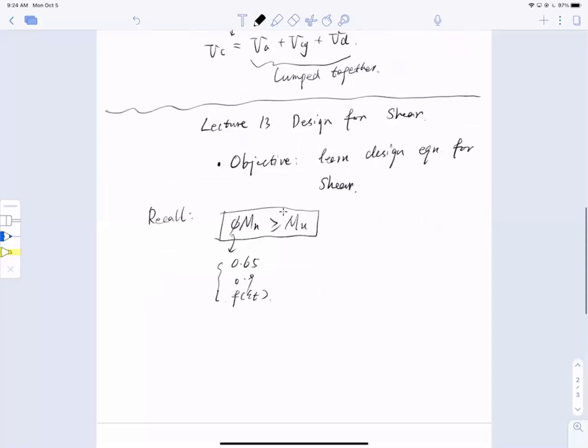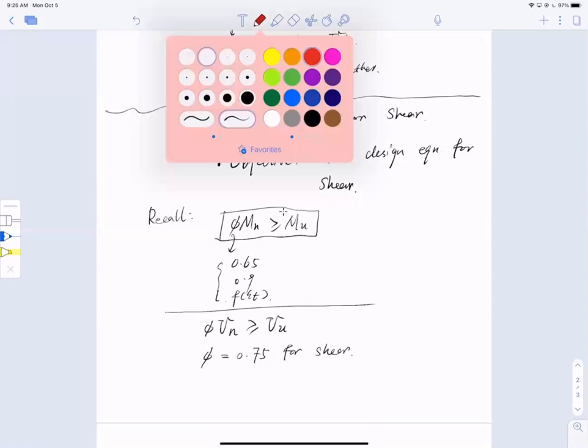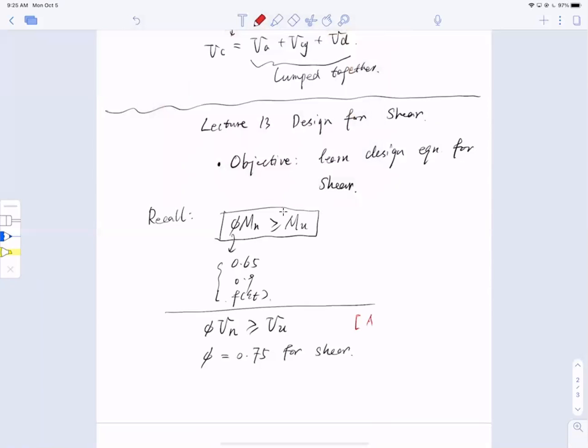However, for shear it's a little bit different. So for shear, phi Vn, that is the design shear resistance, has to be greater than or equal to Vu. But now the phi strength reduction factor is a constant, 0.75 for shear. You can find this in the ACI code: design equation 9.5.1.1, and the strength reduction factor for shear, 21.2.